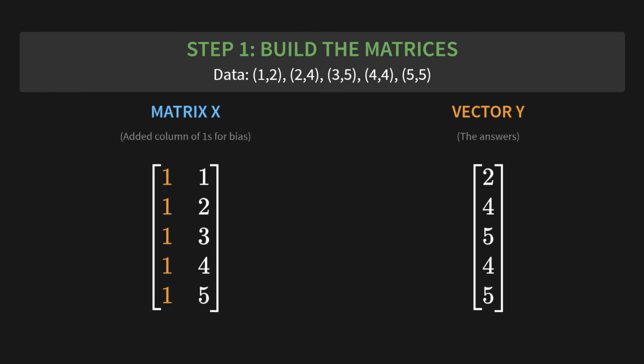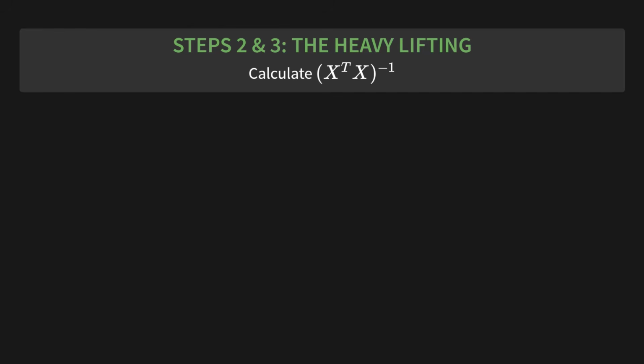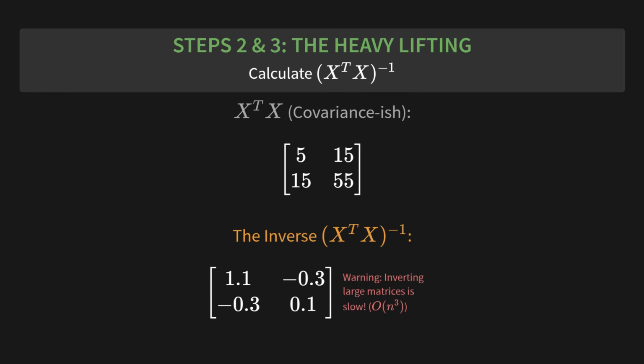Easy. Now for steps 2 and 3, the heavy lifting. We need to calculate X transpose X inverse. First, we multiply the transpose of X by X itself. I won't bore you with a step-by-step matrix multiplication, but the result is this little 2x2 matrix here. 5, 15, 15, 55. This is sometimes called the covariance matrix for the stats nerds out there. Then we have to find the inverse of that matrix. Again, it's a standard mathematical procedure, and the result is the matrix you see on the right. 1.1, negative 0.3, negative 0.3, and 0.1.